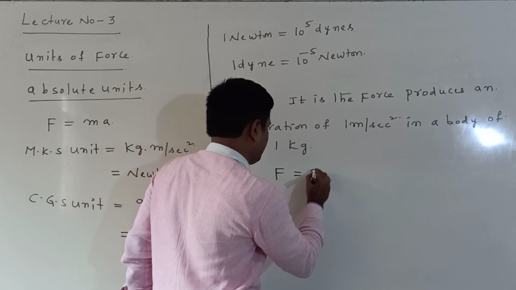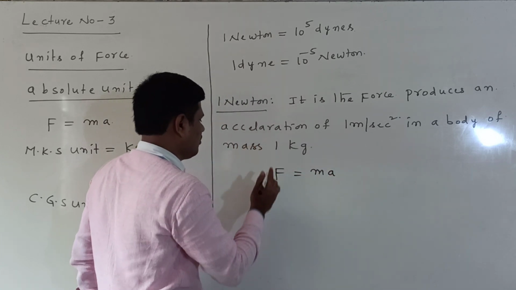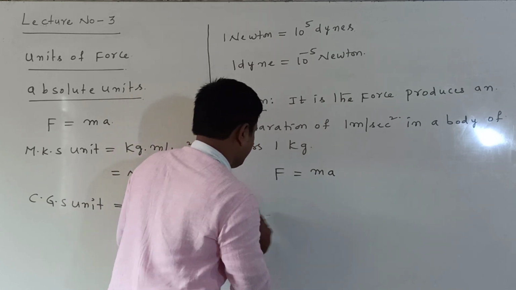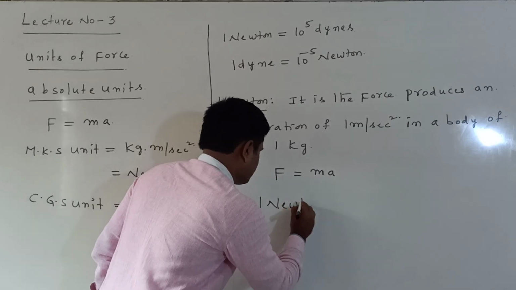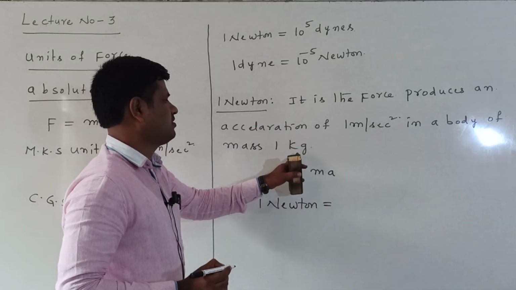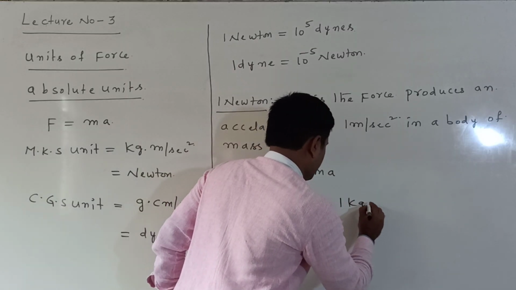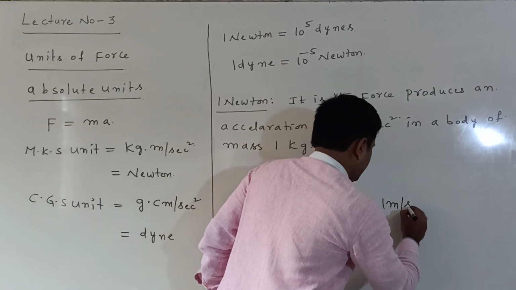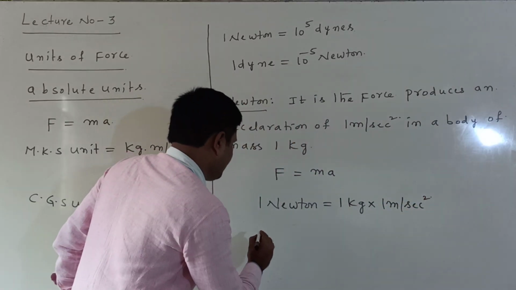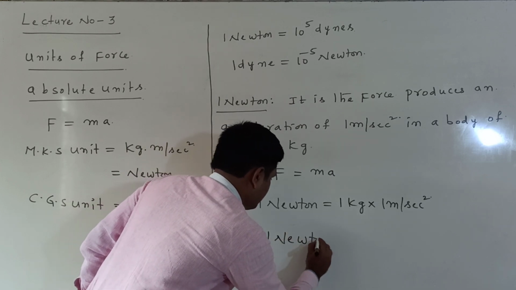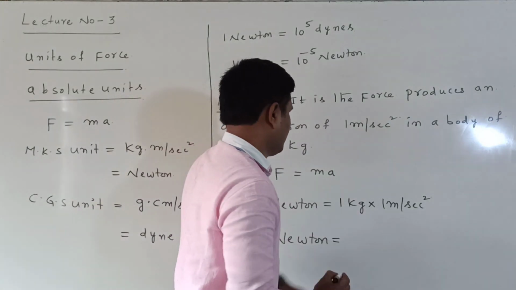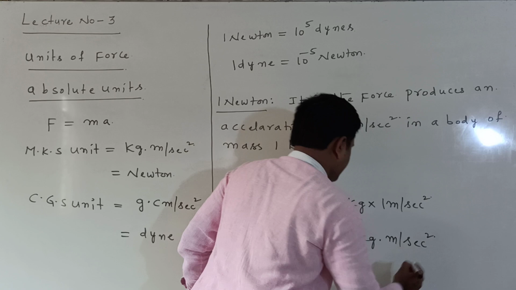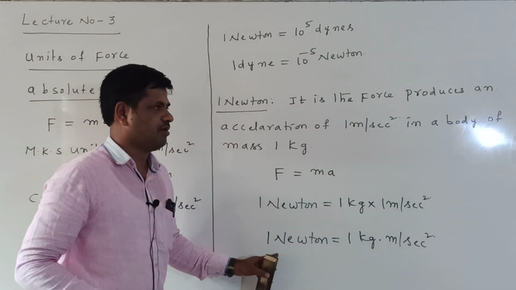From this we are writing here 1 Newton. Force F is equal to what? We know that here ma. Here force is equal to 1 Newton. 1 Newton can be written as mass. How much mass here? 1 kg into, now what is the acceleration? Acceleration is 1 meter per second square. So from this we are getting here 1 Newton is equal to 1 into 1. What are we getting here? 1 kg into meter per second square. 1 kg into meter per second square is called a 1 Newton.